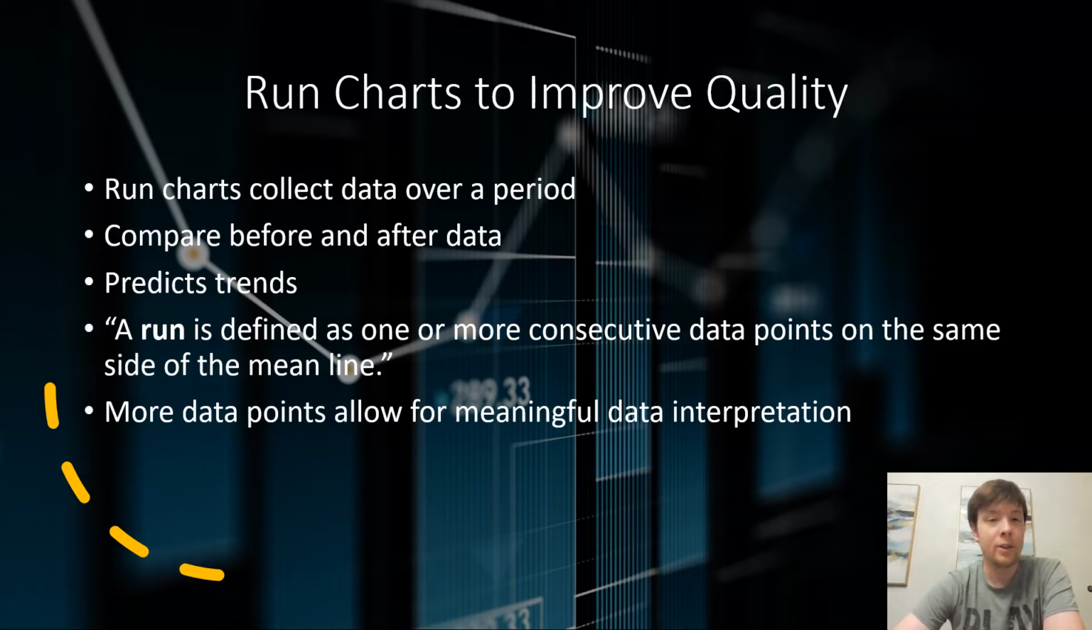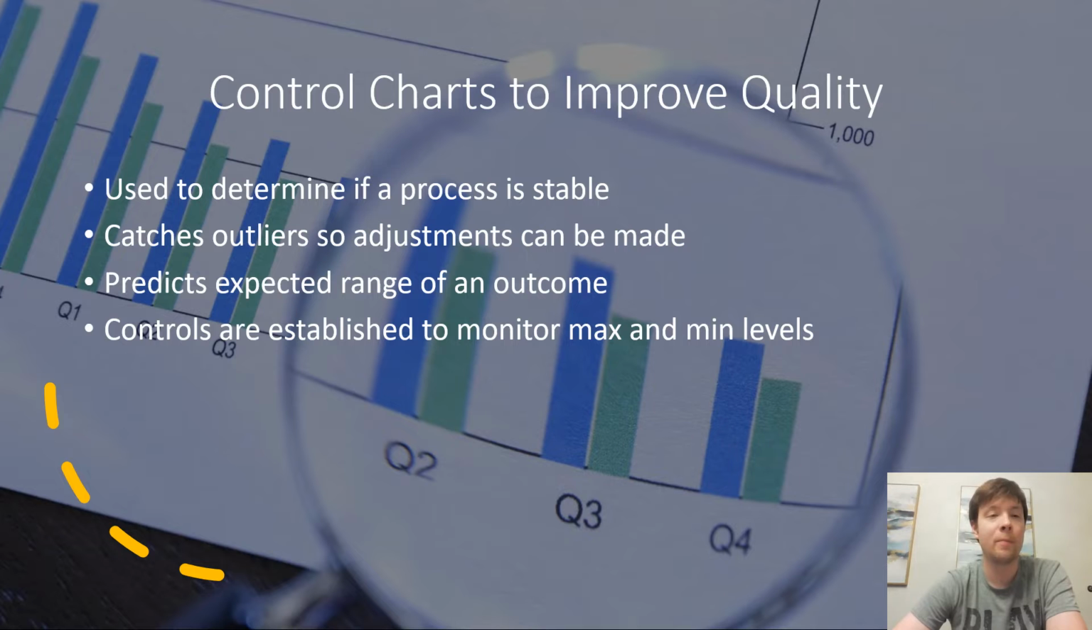Collect data that can be charted on a grid. So the y-axis could be the numerical data, the x-axis being the amount of time passing. To find meaningful data, collect at least 20 to 25 points before creating the run chart, says the Minnesota Department of Health, my best friend.